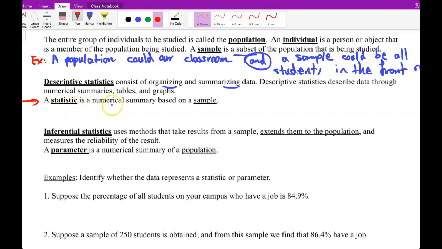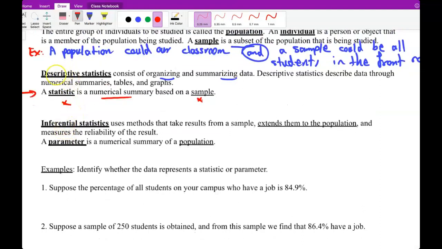You may have these statistic and parameter on your test or on your homework. When you see statistic, that means that you're working on a sample. When you have parameter, you're working on a population. So statistic starts with S, and here sample also starts with S. So when you have stat, you have sample, and that is a numerical summary based on a sample.